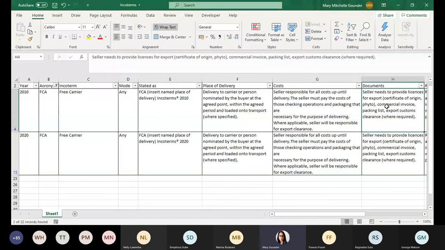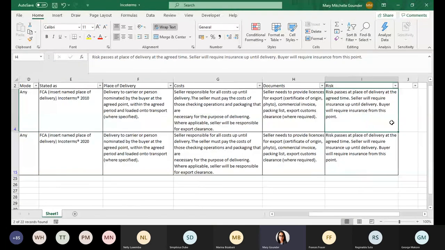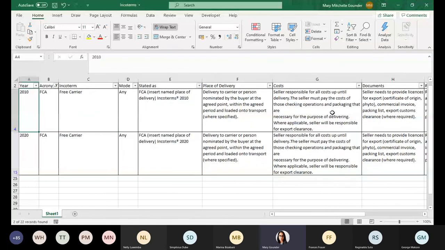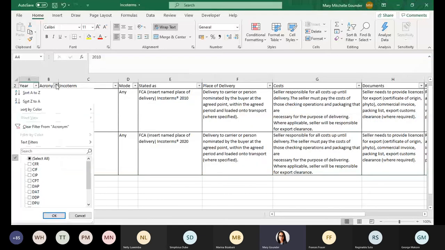The documents that you need to provide are any licenses for export. So if you need your certificate of origin, your phytosanitary, then you've got to provide your commercial invoice, your packing list, and export customs clearance where required, and your transport document, right? Your risk passes at place of delivery at the agreed time. Okay, so you, the seller, you will require insurance up until delivery, and me, the buyer, from the point of delivery, I will need to have my insurance ready.